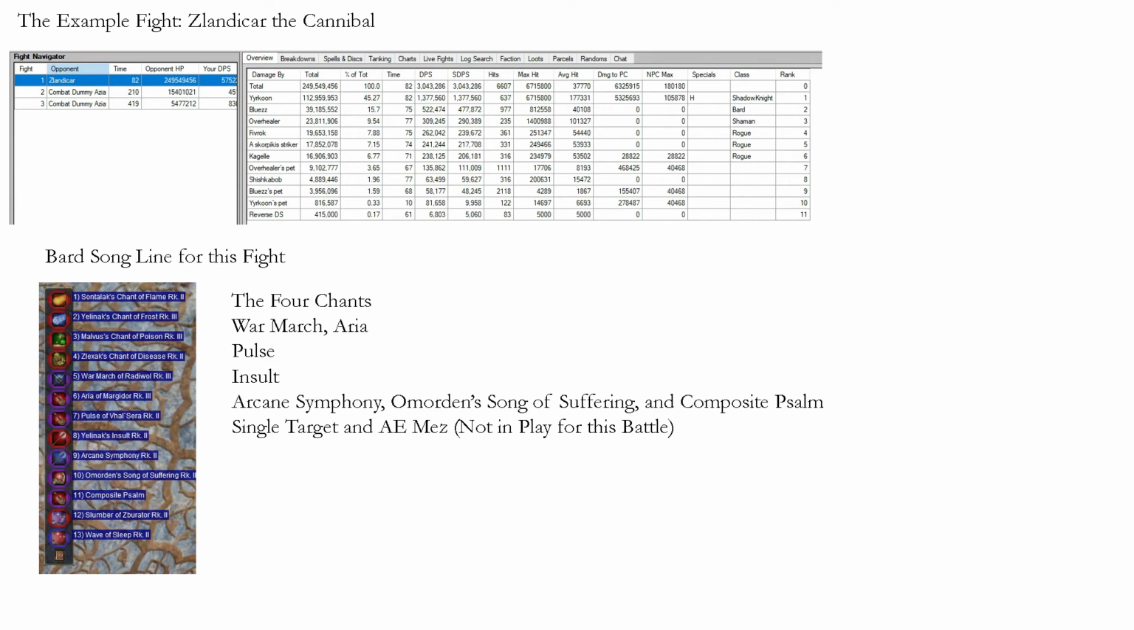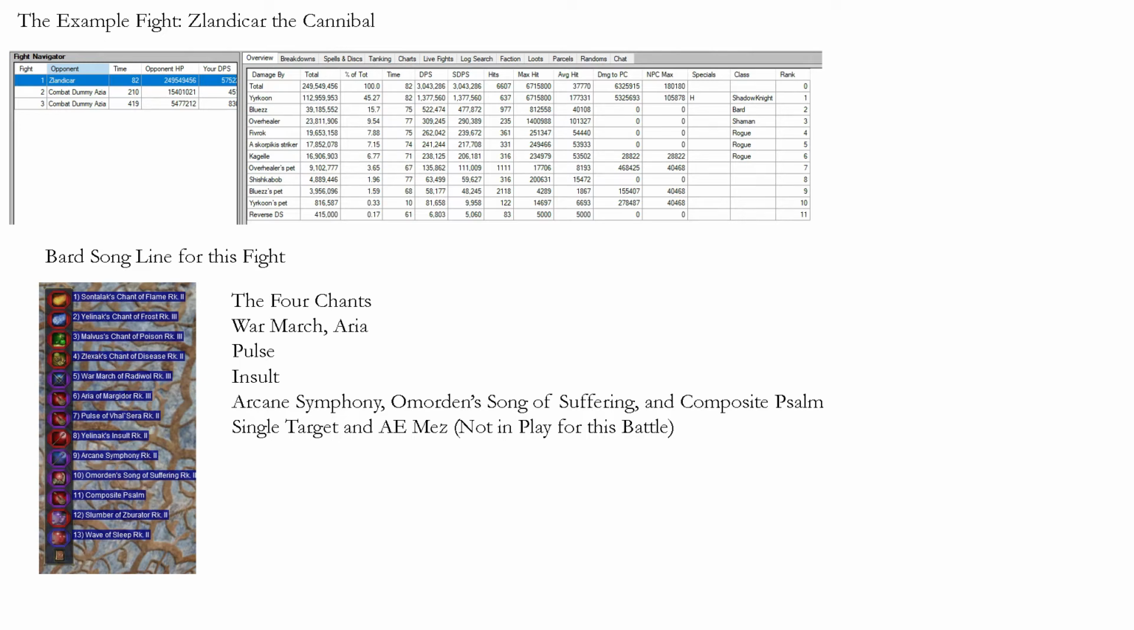This video is looking primarily at bard songs that have a proc effect. So that would be Arcane Symphony, Omorden Suffering, and Stormblade. A look at how much damage they do and what affects their damage.